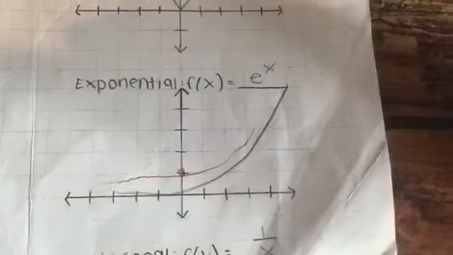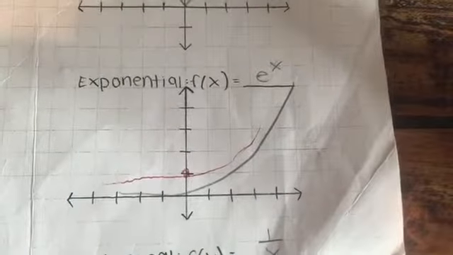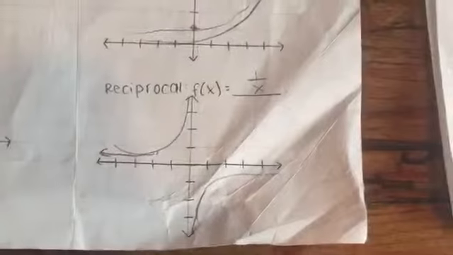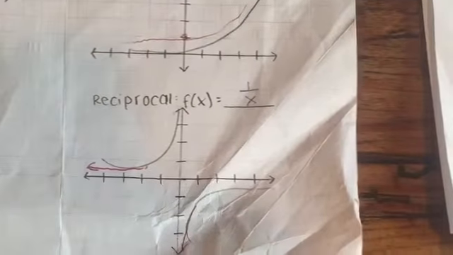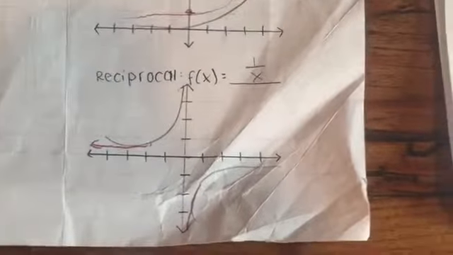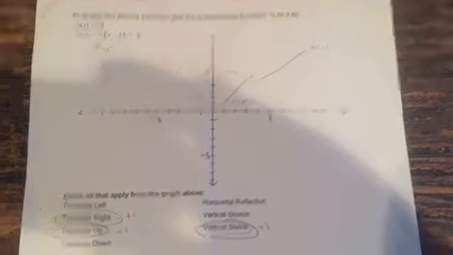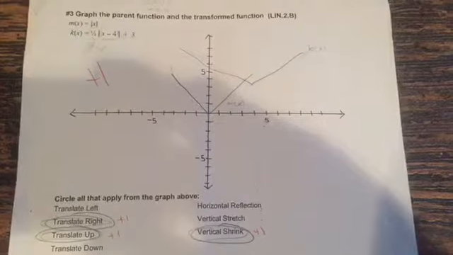When f of x equals e to the power of x, the parent function is exponential, as shown in the graph. It's cubed, as you can see in this graph. When f of x equals 1 over x, the parent function is reciprocal, as you can see here. Now we will show how to graph parent functions and the transformed function.